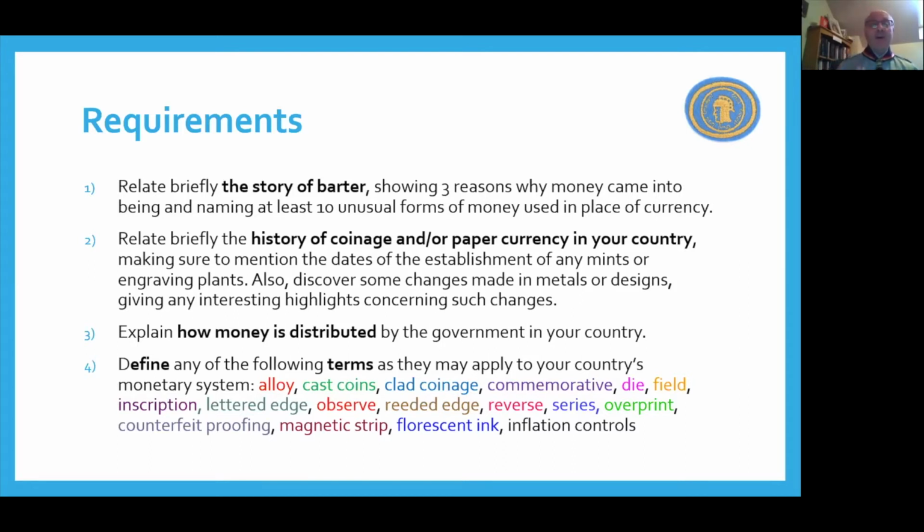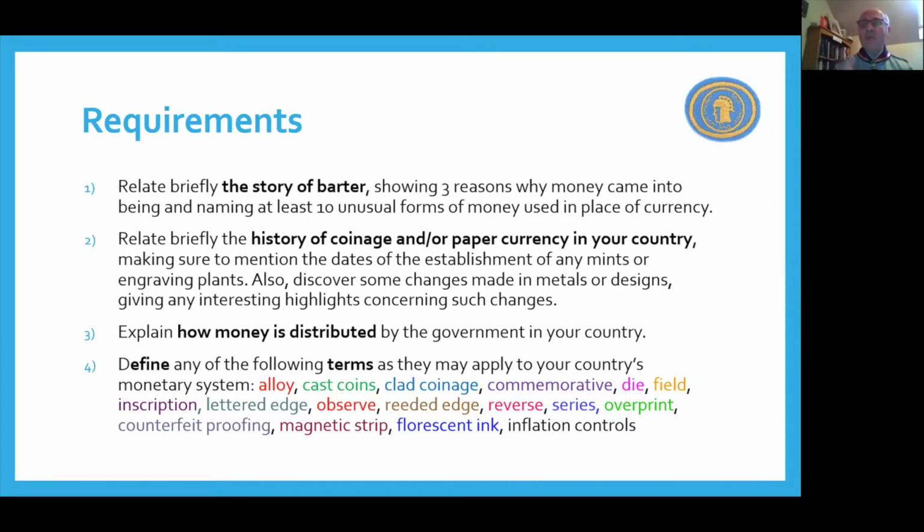All right, so the first requirement is we've got to relate briefly the story of barter, showing 3 reasons why money came into being, and name at least 10 unusual forms of money. So before money was ever printed, people exchanged things or items, and that's called barter, and I'll explain that later on. We're going to relate the history of coinage and look at paper currency in your country.